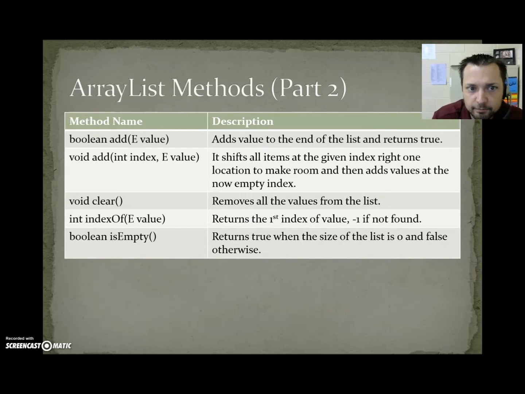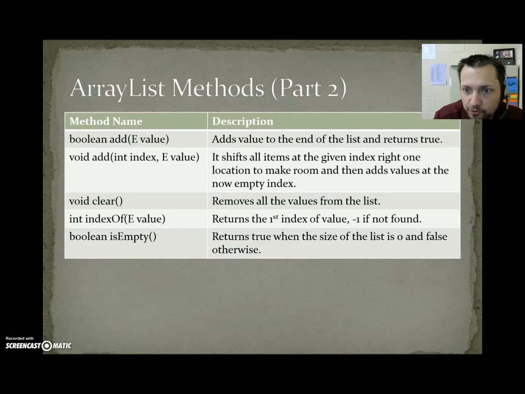Boolean add. We don't really care about the Boolean. It adds the value to the end of the list. We have add at an index. This can be used to insert. If we add at location 2, all the items from location 3 would shift over to position 4, making room for it. It's not replacing like set, it drops it into the list. And we'll see examples of this in the next slides.